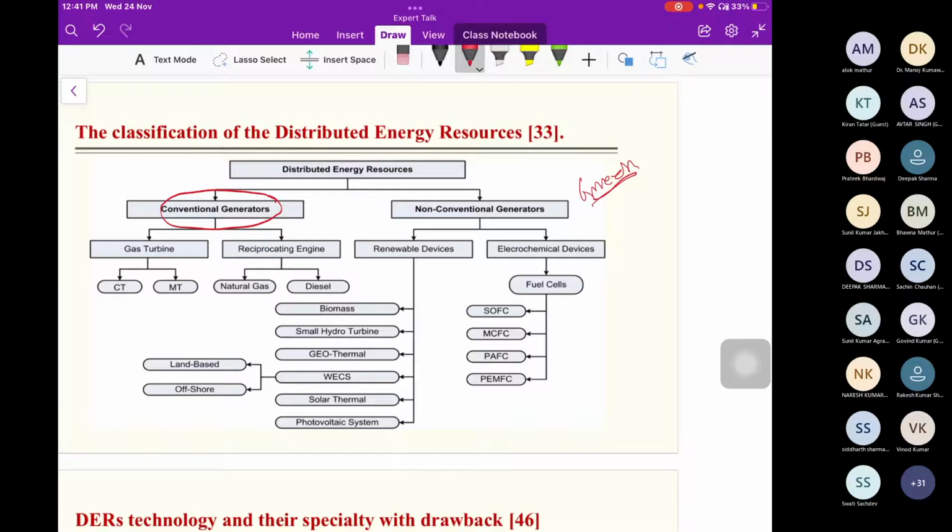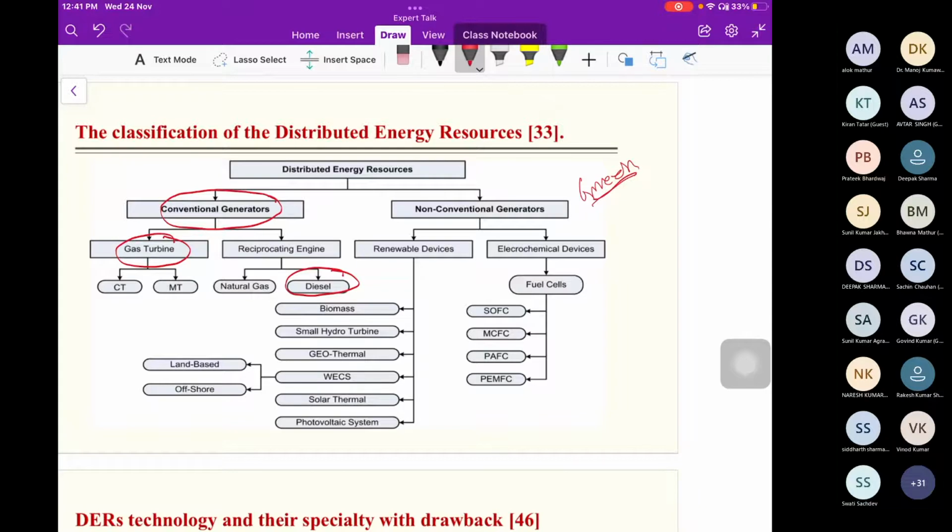This is the conventional generator and the non-conventional generator. The conventional generators are like diesel generators, sometimes called DGs in local English. These may be gas turbine type generators, or diesel type generators.